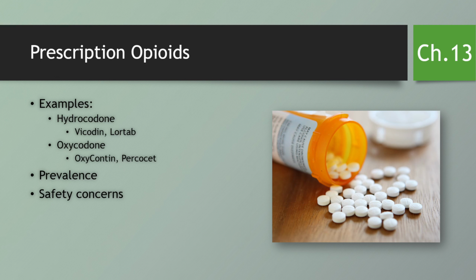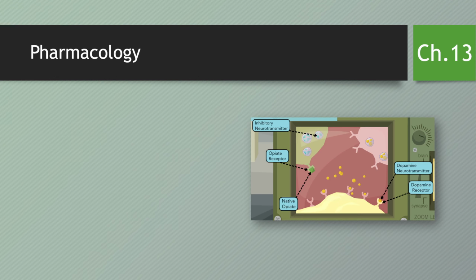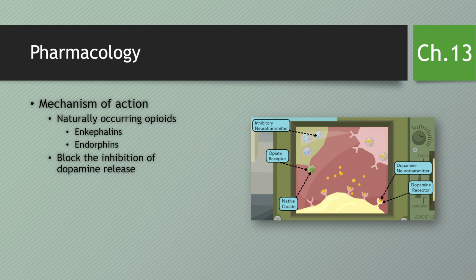So we talk about how they work and how they overdose, but let's actually get into the pharmacology and how they actually work so you can start to understand how this might happen. Let's start off by talking about the mechanism of action here and how these opioids work in the brain. There are some naturally occurring opioids that we have in our brain, and you have probably heard of one of these.